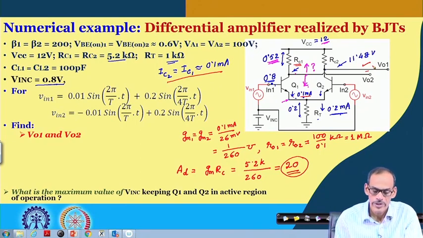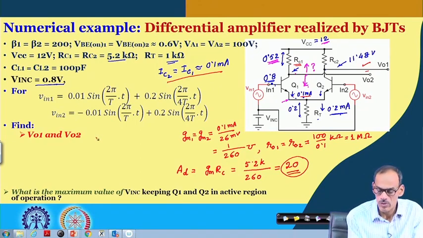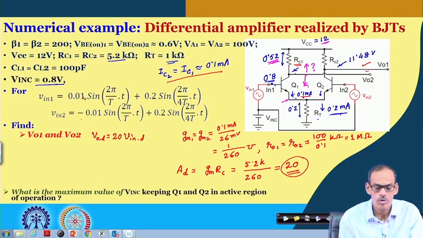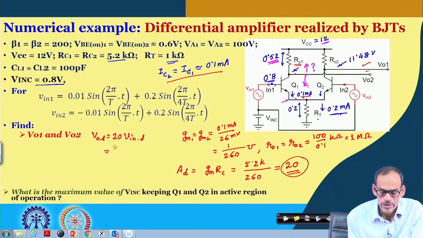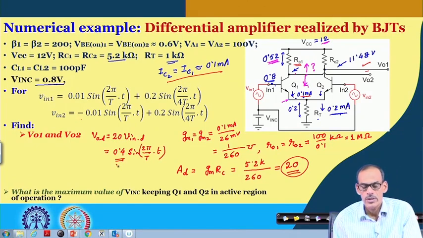So, what we are expecting is that VOD equals 20 multiplied by VinD, and VinD is 0.02 sin 2 pi by capital T into t. So, that is equal to 0.4 sin 2 pi by capital T into t. So, that is what I said, that the amplitude here, instead of 4 volt, now becomes only 0.4 volt.